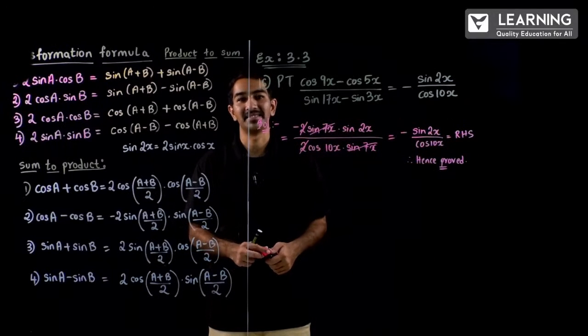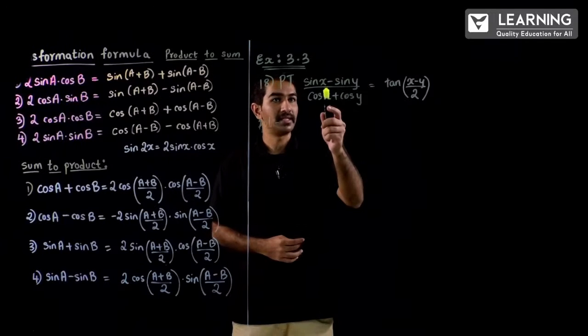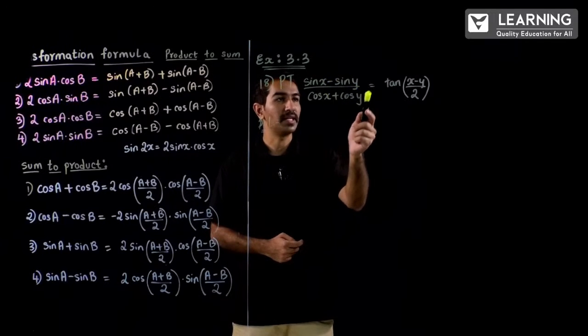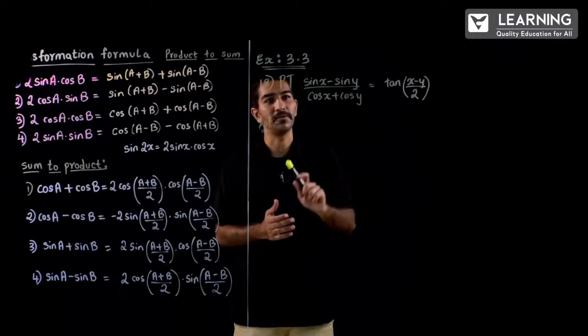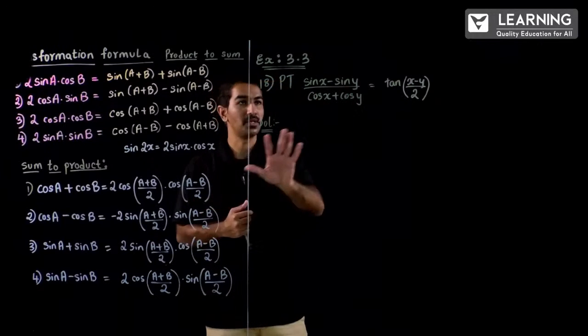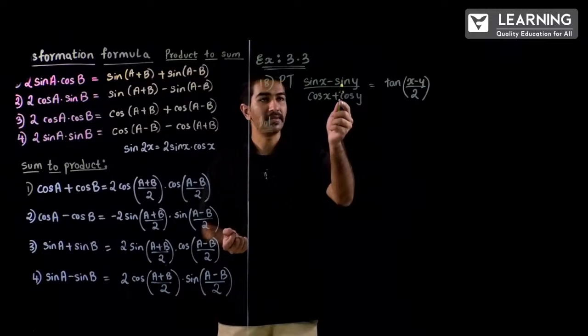Moving on to the next one. So the next question: prove that sin x minus sin y by cos x plus cos y is equal to tan of x minus y. Very straightforward question. You have to know this formula, students. Very simple. Sin x minus sin y, what can we write here?